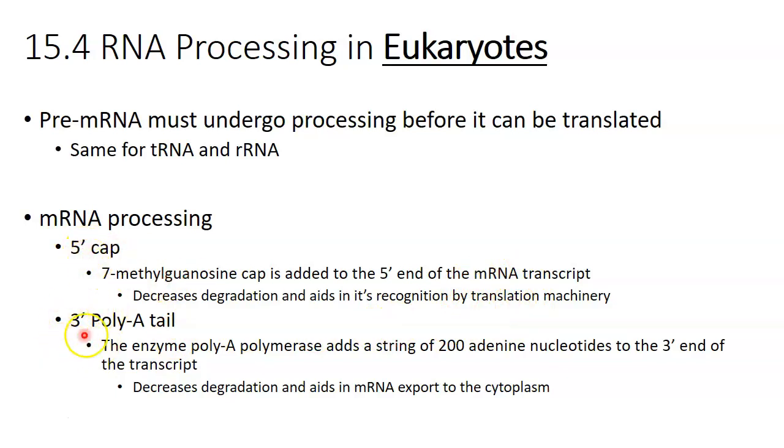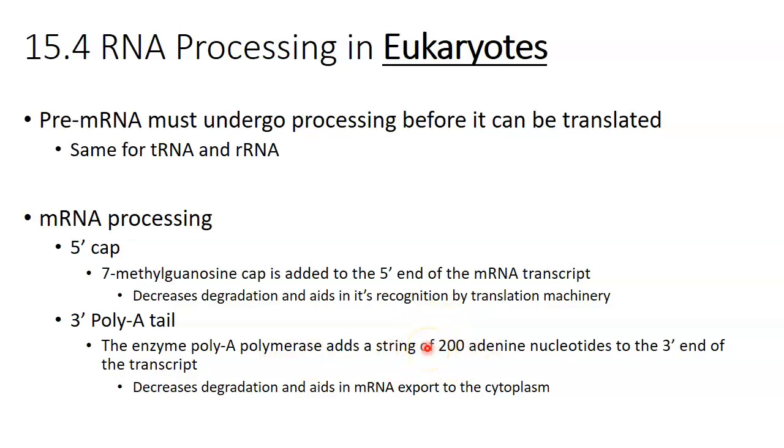At the 3' end of the mRNA transcript, there is added what we call a poly A tail. There's an enzyme that is going to add a whole bunch of adenine nucleotides to the 3' end of the transcript. That enzyme is called the poly A polymerase, and it's just going to throw a bunch of adenines onto the 3' end, upwards of 200.